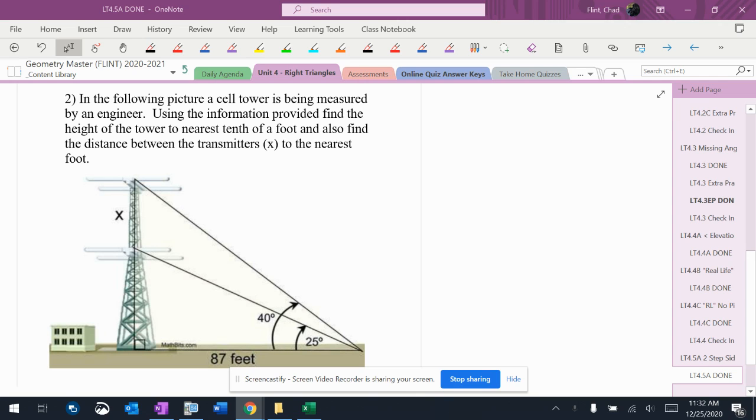So this one is similar to number one, but I've got angles involved this time. As soon as I see angles involved, I'm thinking that it's probably a SOHCAHTOA problem, so I'm going to write that down up here. Remember, if I have angles involved, it's typically that. If I just have sides, then it's typically a Pythagorean theorem question.